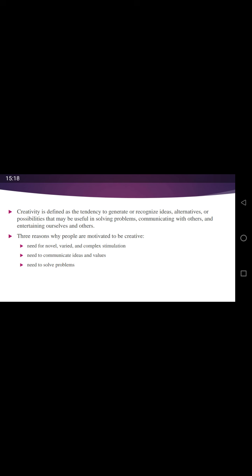Why do people want to be creative? The first thing they need is novelty and complex stimulation. The second thing is they need to communicate their ideas and values. Once I am done with any research with creativity, everyone is going to be identified and recognized in the world, and they are always going to communicate their ideas with the values also.